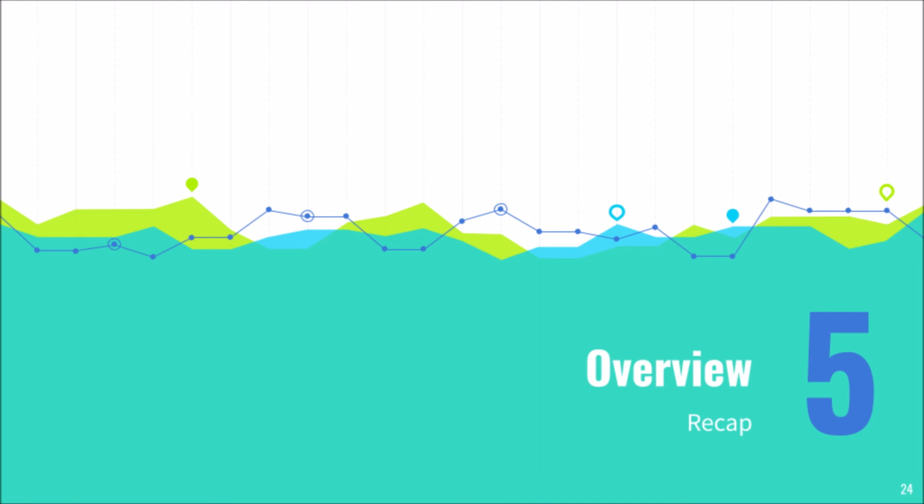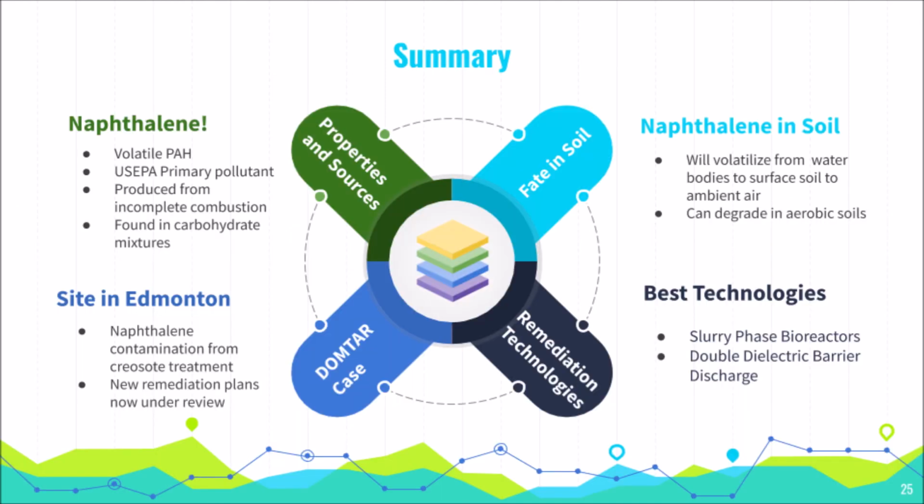And now for a quick overview. Naphthalene is a volatile PAH. It is classified as a primary pollutant by the US EPA. Naphthalene is produced from incomplete combustion and it can be found in carbohydrate mixtures. When naphthalene is in the soil, it will volatilize from water bodies to surface soils to the ambient air, and it can be degraded in aerobic soil conditions.